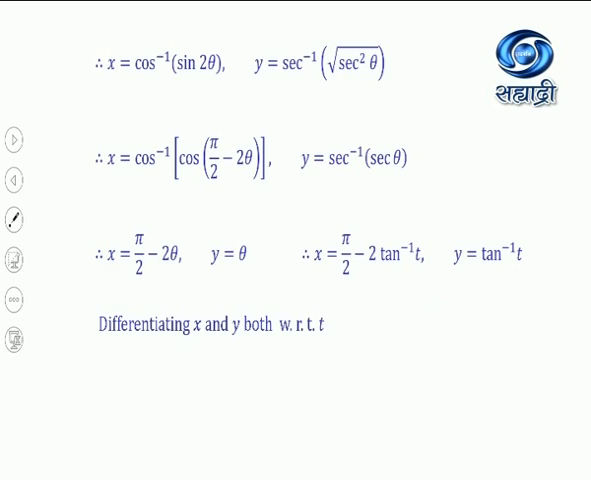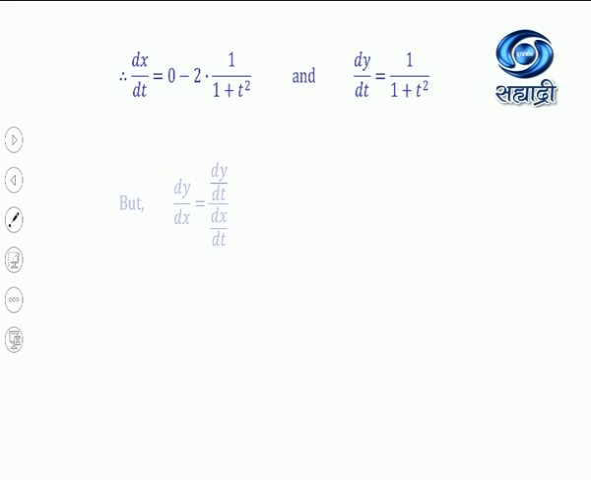Same thing is here. Now differentiating x and y both with respect to t. What happened? Here we get dx by dt equal to d by dt of the right hand side. Here pi by 2 is the first term, it is constant, so its derivative is 0. Minus 2 is constant, can be taken out, into the derivative of tan inverse t, that is 1 upon 1 plus t square. And now dy by dt is again the derivative of tan inverse t, that is 1 upon 1 plus t square.